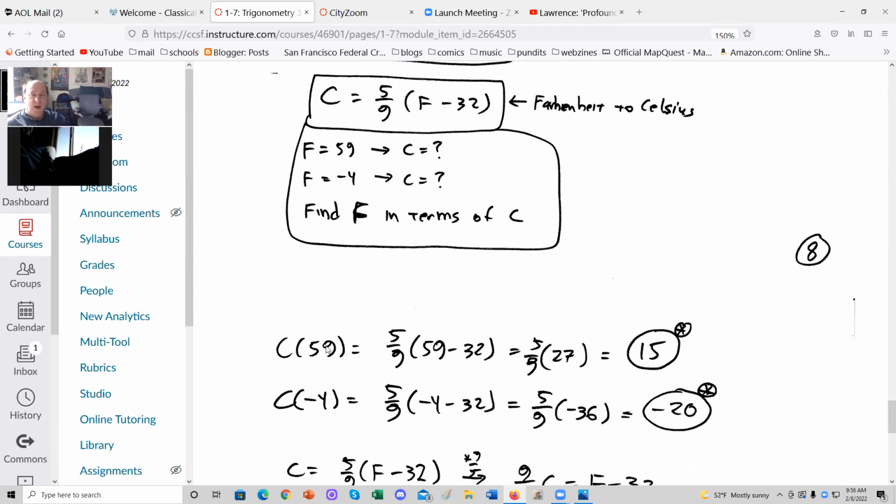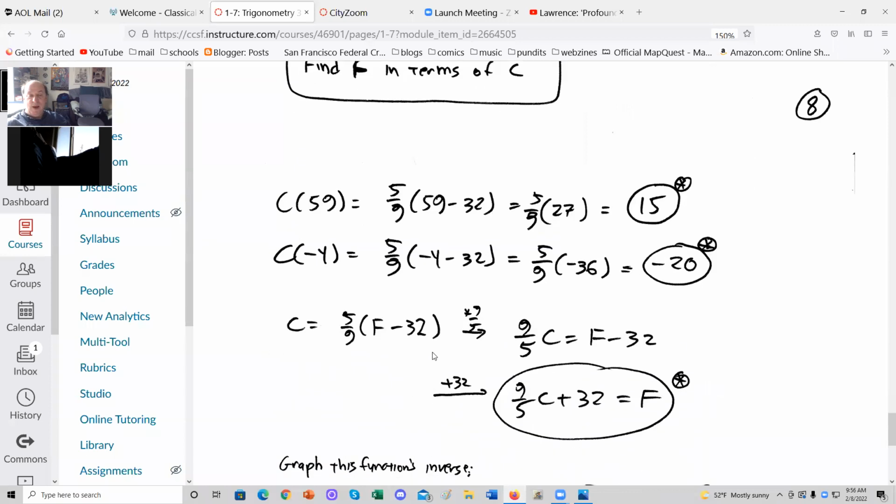If C of 59, you just plug in 5/9 of (59 - 32), which is 5/9 of 27, which works out to 15 degrees Celsius. So 15 degrees Celsius is comfortable, but a bit cool, 59 Fahrenheit. C of -4, plugging it in, 5/9 of -36 is -20. -20 Celsius is definitely cold because it's definitely below freezing. 0 Celsius is the freezing point.